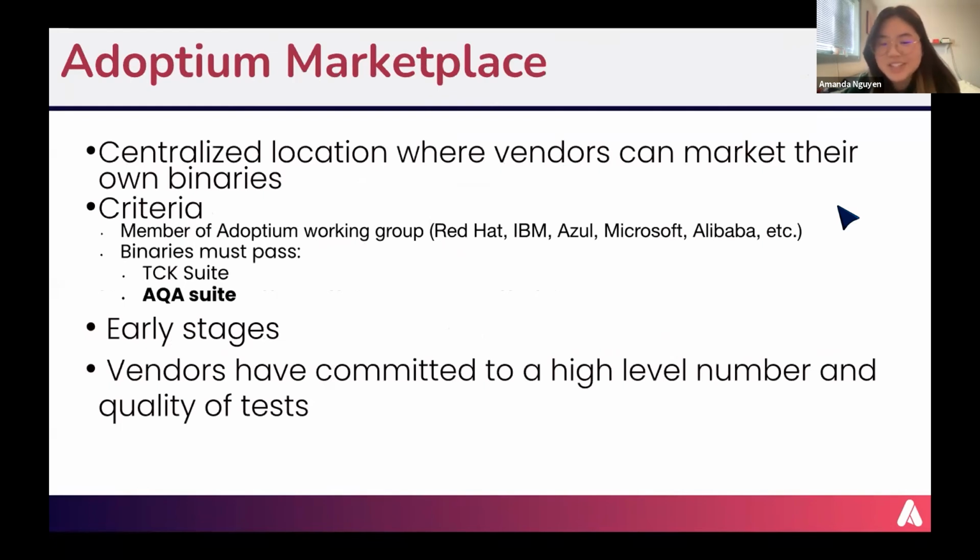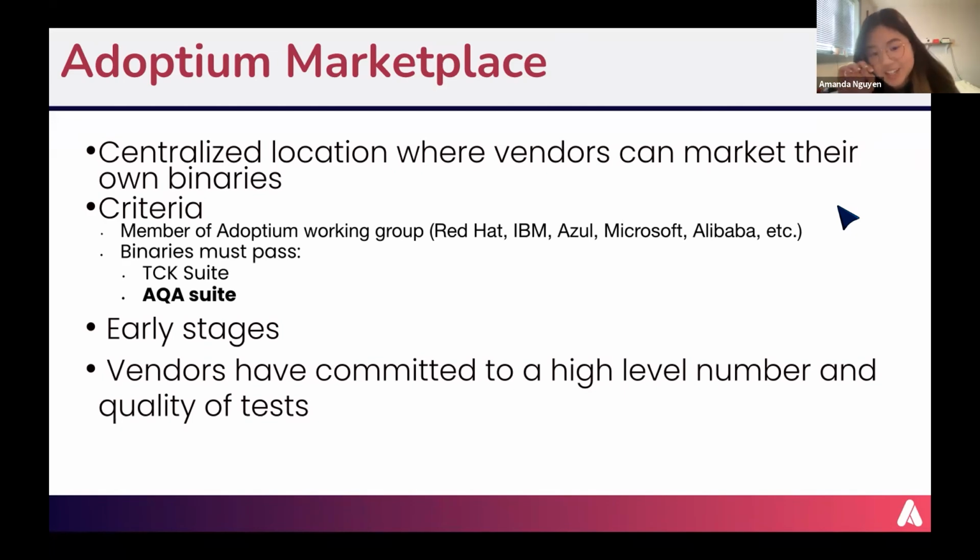Perfect. So our big kahuna this semester is the Adoptium Marketplace. This project is trying to get all our member companies to list their binaries all in one centralized location. So that example of IBM's download page, they'll be able to list those binaries on our marketplace. Some criteria on who gets to list their binaries is that they have to be contributing to our project, either by money or engineers, and therefore are a part of our working group. Their binaries have to pass a TCK suite, which are just compliance tests. But where we come in is the AQA suite, which I'll explain in a little bit.